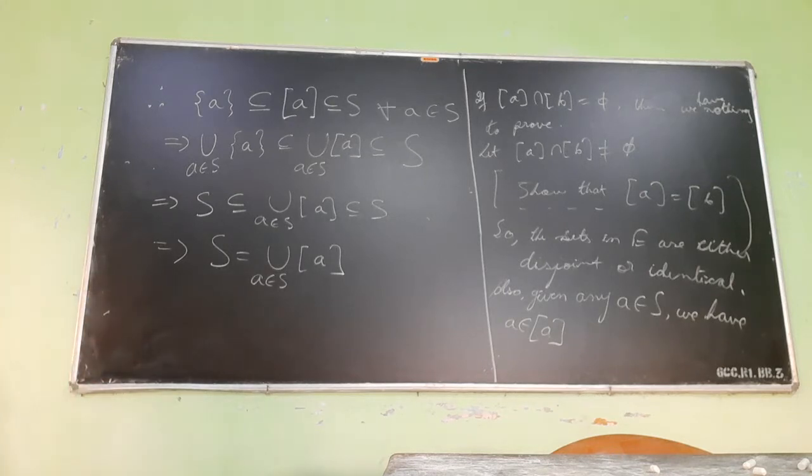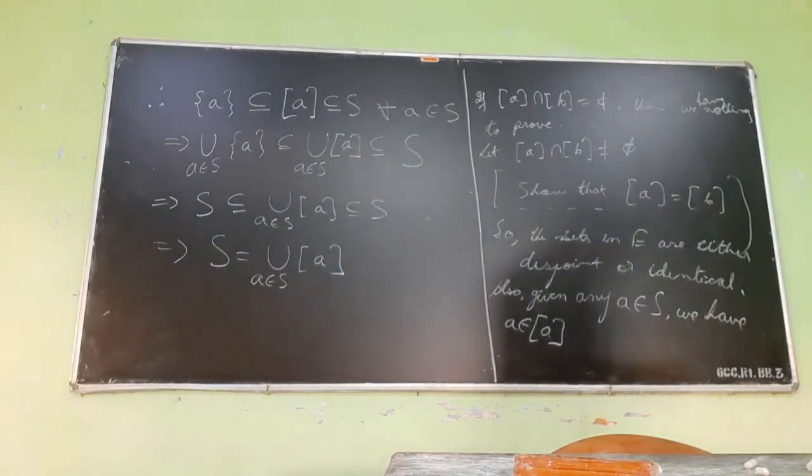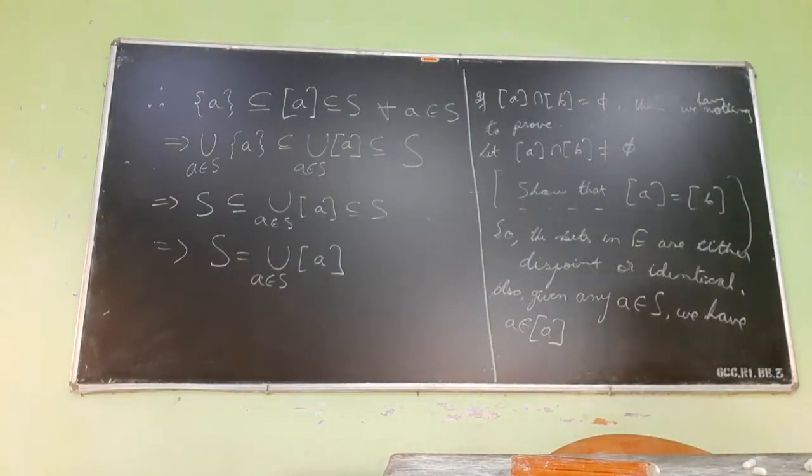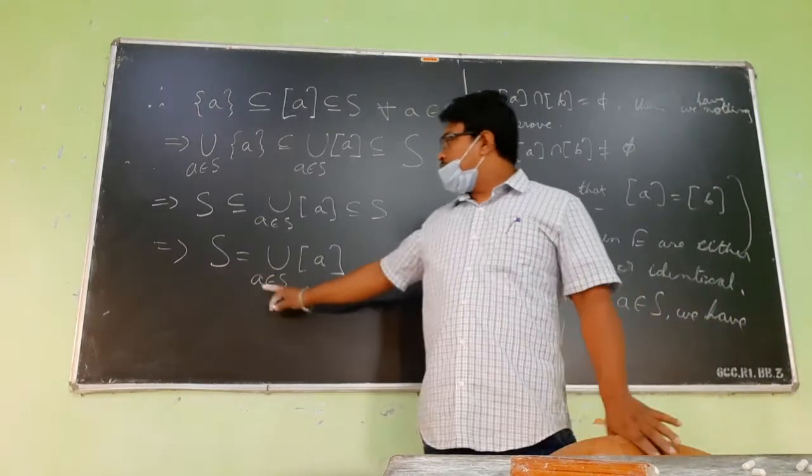So up to this, is it okay or not? First, I have shown that each equivalence class is non-empty. Okay, this is a property. Then I have shown that if their intersection is non-empty, then they have to be equal. So the equivalence classes are either disjoint or they are identical. Okay, this is what we have shown. So they are pairwise disjoint. So this is the second condition for a partition. And the last one, I have shown that their union is the whole set S. Clear?